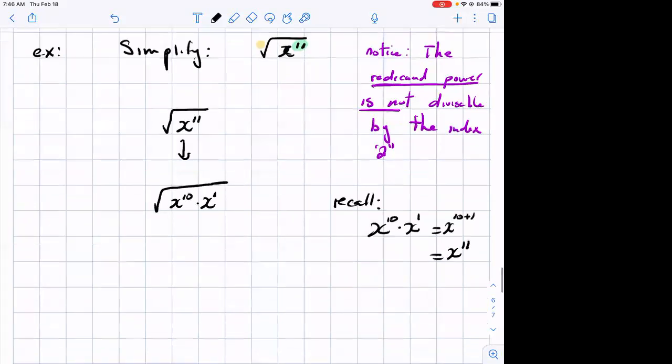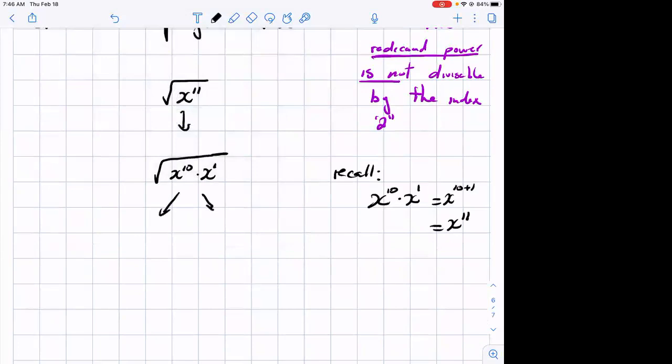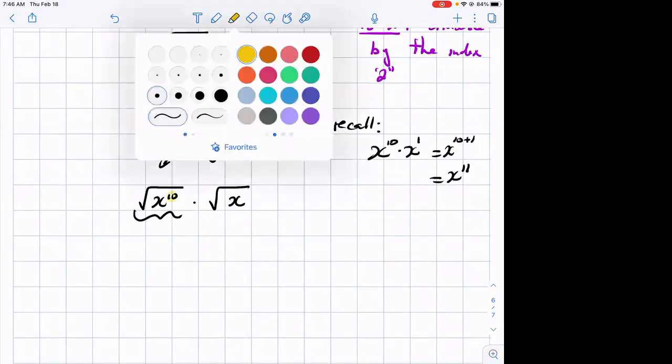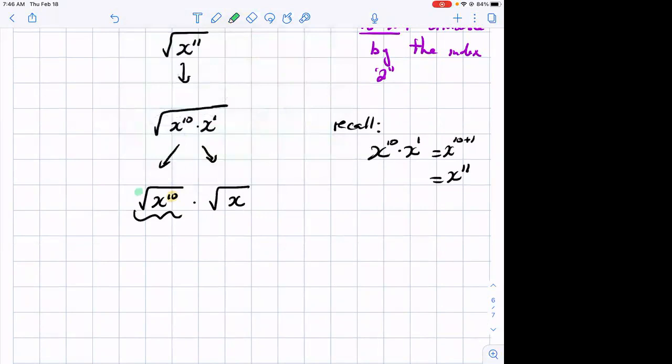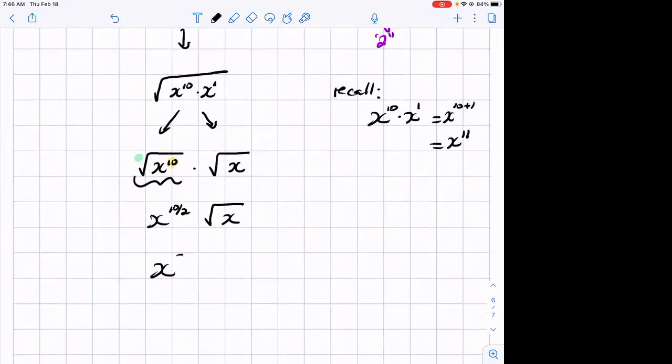Okay? And now, using the property as we did before, we can write this as the square root of x to the 10 times the square root of x. And the square root of x to the 10, because this radicand power is now divisible by this index of 2, becomes x to the 10 divided by 2, times the root of x. And 10 divided by 2 becomes x to the 5th root x.